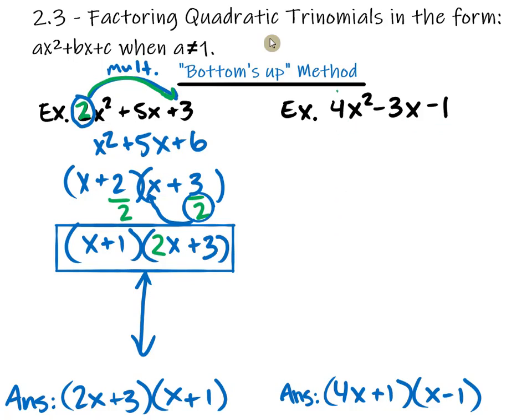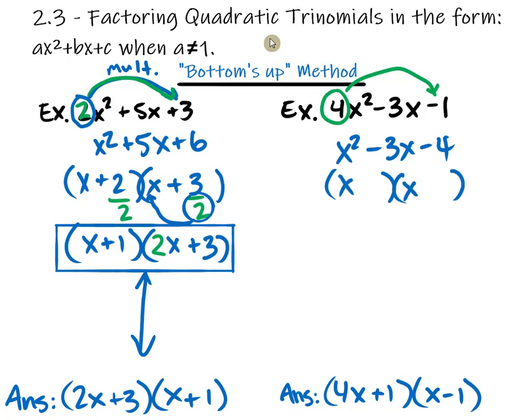And again, we're doing this bottoms up because we don't like that 4 in front. So we're going to hide it by multiplying it over. Okay, so multiplying that over, 4 times -1 makes -4. Then we're going to factor this out. To get to x squared, it would be x and x. And the 2 numbers that multiply to -4, but add up to -3 are -4 and +1.